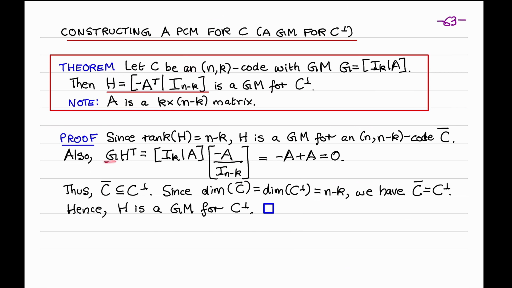This means that the rows of G are orthogonal to the columns of H transpose. Now the columns of H transpose are also the rows of H, and so every row of G is orthogonal to every row of H. And this means that the code C bar, which is spanned by the rows of H, is orthogonal to every codeword in C. Hence, C bar is contained in C perp, because C perp consists of all vectors that are orthogonal to every codeword in C. But now, C bar and C perp both have dimension n minus k. And so, since C bar is contained in C perp, and they have the same dimension, they must be equal to each other. And so H is a generator matrix for C perp.